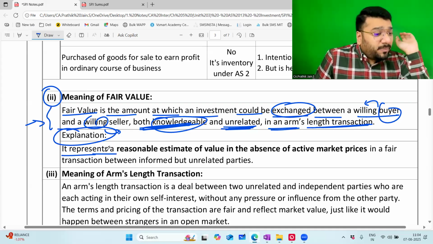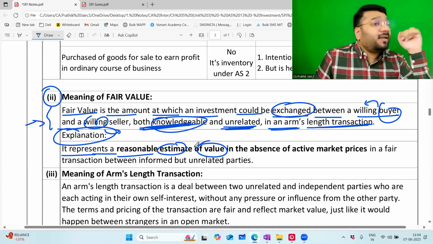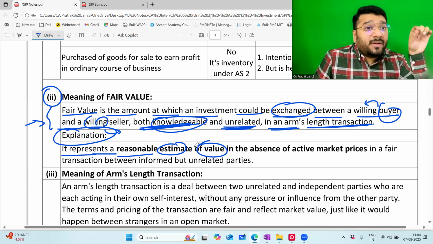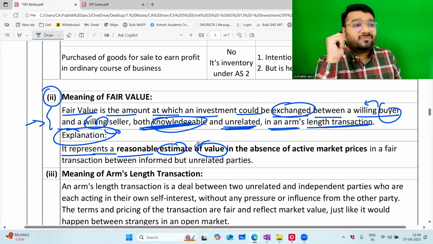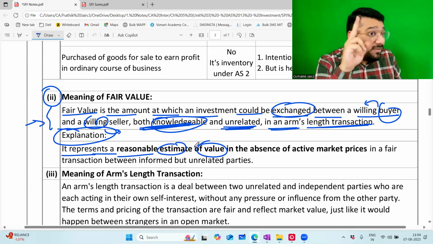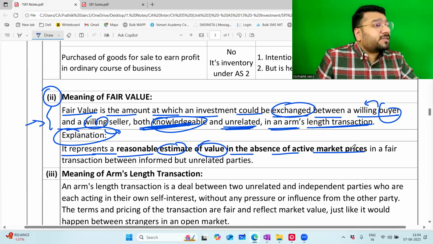It means what? Fair value represents the reasonable estimate of value. So fair value is not the exact market value. Market value means what? If the market value of Reliance Limited share is 1,000 rupees, 1,000 I have to pay because that is the actual value at which I'll buy and sell. Fair value is never the actual value. It is a reasonable estimate in the absence of the active market price.